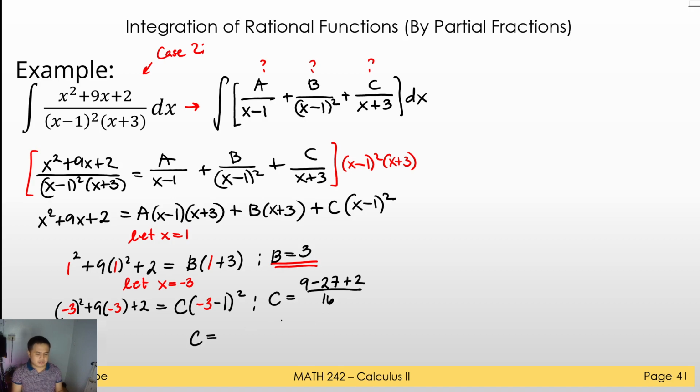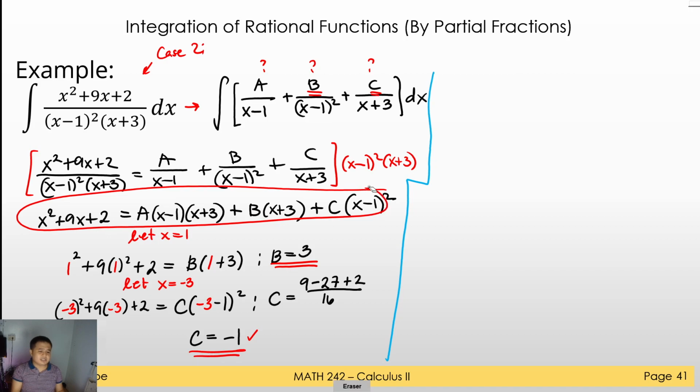So c here is equal to negative 18 plus 2, so negative 16. So this will be negative 1. Okay? So we already solved for letter B and letter C. What about letter A? The coefficient A. So we do not have any choices to make this 0, no?